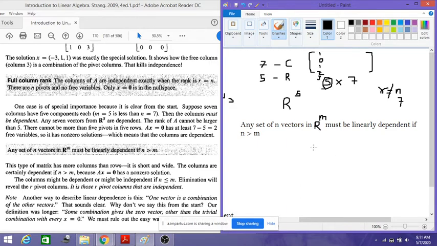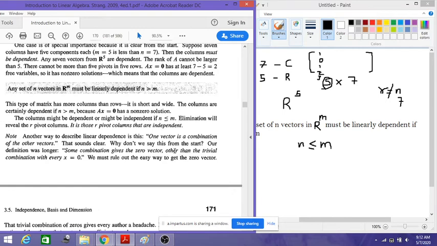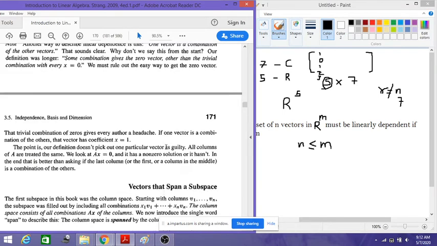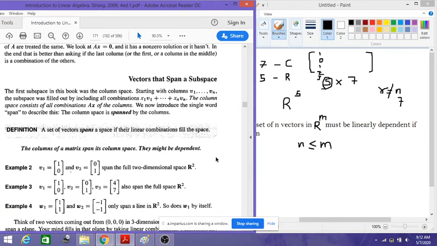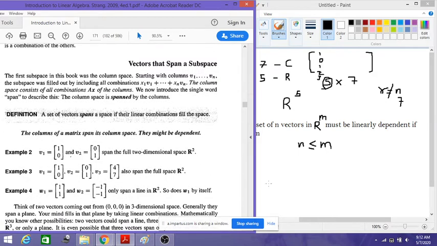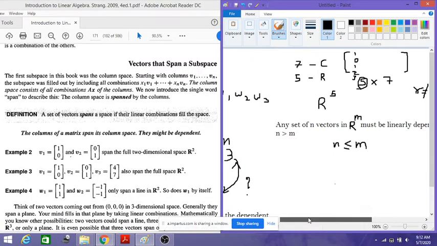Whereas if n is less than or equal to m, there is a possibility that it might be independent or dependent. That depends again on the number of pivot columns, r, in the matrix. Now let's talk about the vectors that span a subspace. Let me save this page here.